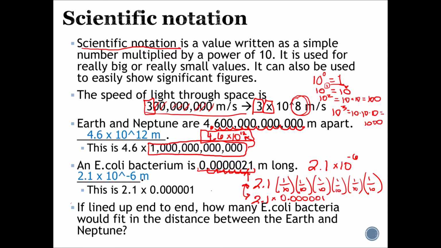If lined up end to end, how many E. coli bacteria would fit in the distance between Earth and Neptune? What would you do mathematically to solve this problem? Would you add, subtract, multiply, or divide? That's right, you would divide. Take this value, divide it by that value.